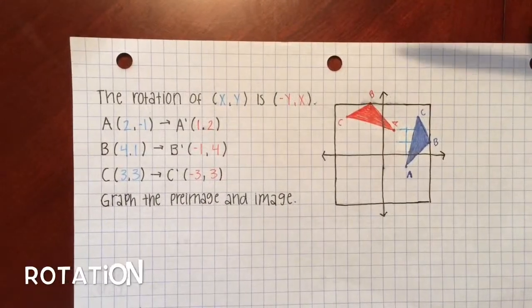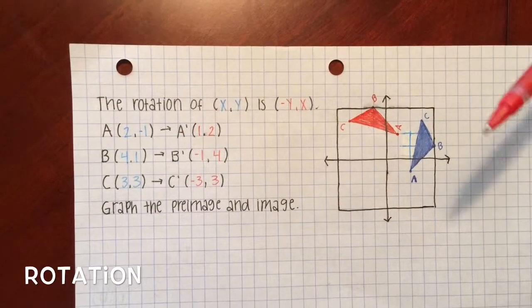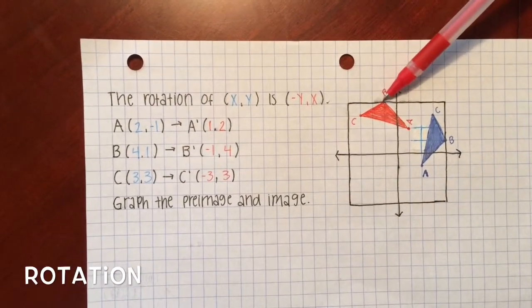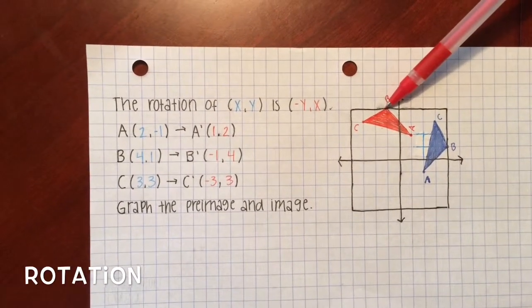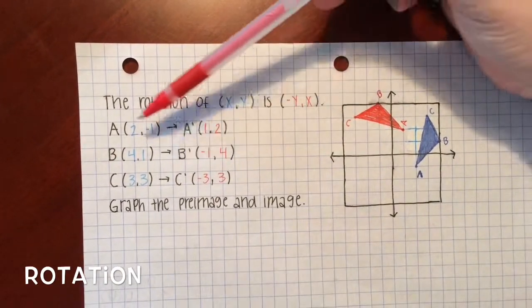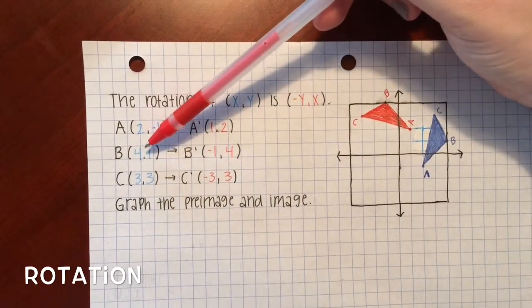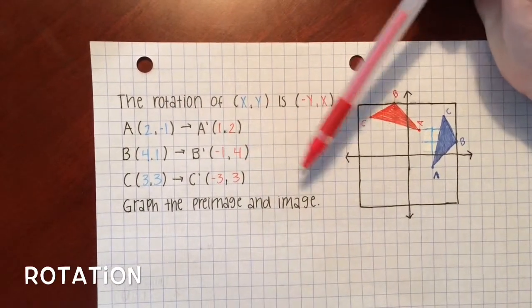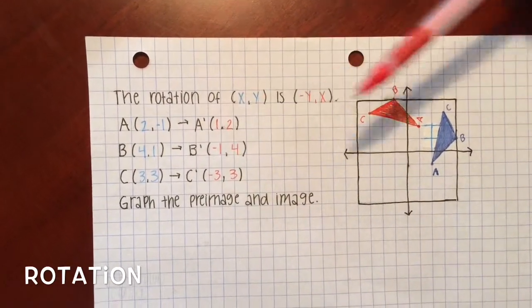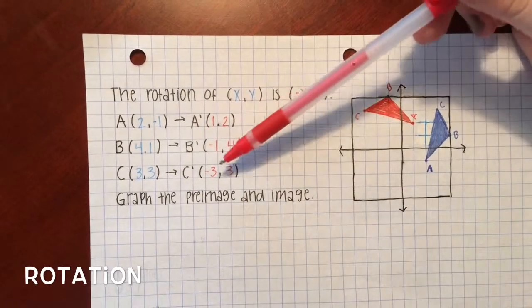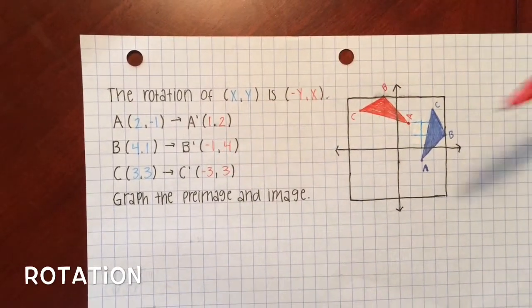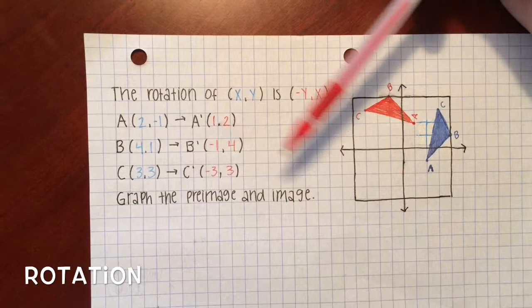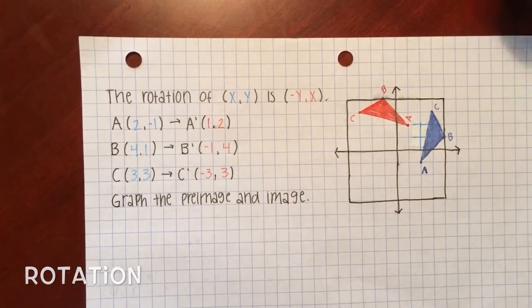I went ahead and did points B and C. So for point B, it would be -1 and 4, and the reason for that is because you would switch the 4 and the 1, and it would then become 1 and 4, and you would want to make the y negative, so your end point would be -1 and 4. And you would just do the same thing for point C, flip them and make the y negative, and that's how you rotate.